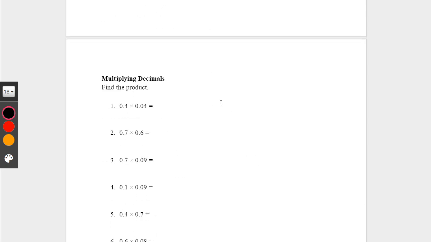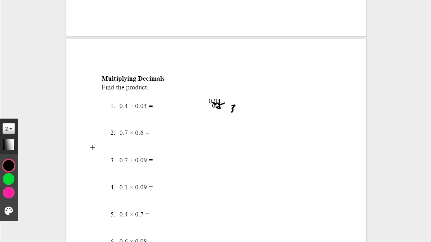Alright, let's go to multiplying these decimals. As long as you're careful, this should be pretty easy, hopefully. So let's just type it in. 0.04, and then 0.4. Alright, we got it here. So basically what you do here is you bring the decimals back. So 1, 2, you just count it, 1. So there's a total of 3 decimals.